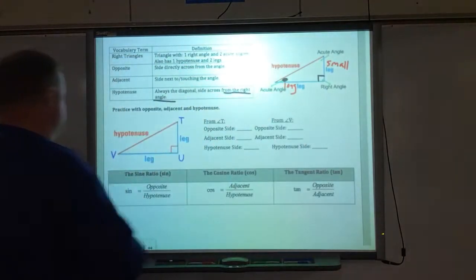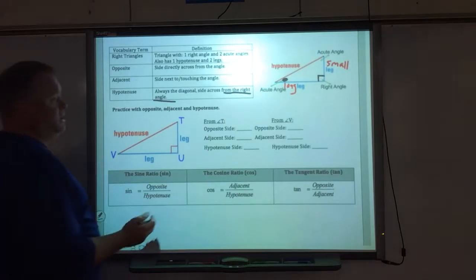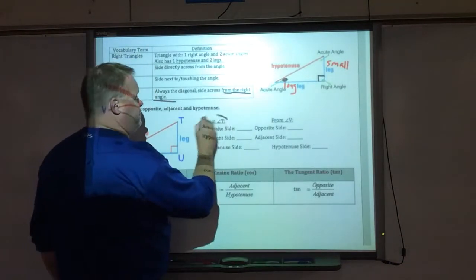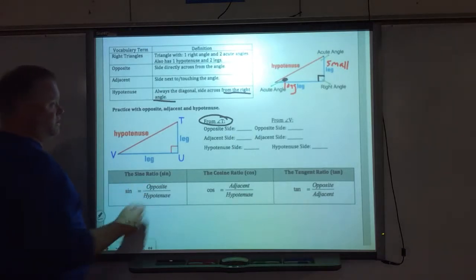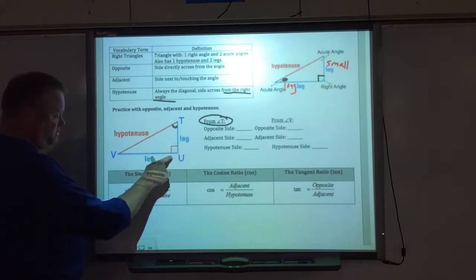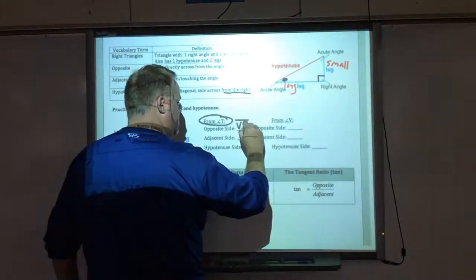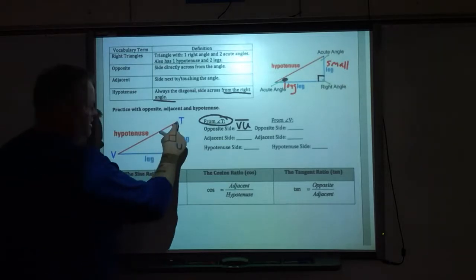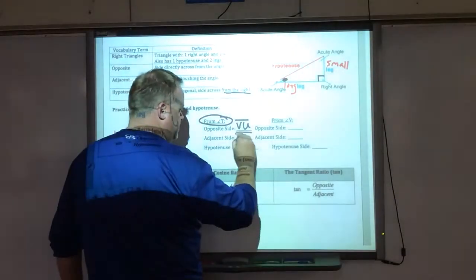All right, so let's take a look at this. Practice with opposite, adjacent, and hypotenuse. The opposite side. Well, where does it want me the opposite side from? Well, it tells me up here from angle T. So the opposite side from angle T. Well, where's angle T? Well, angle T is right here. So what is the opposite side? Well, the opposite side is this side right here. Well, what is that? Well, that is side VU. What about adjacent? What would be adjacent to angle T? Well, angle T is right here as we see, so the adjacent side would be side TU.